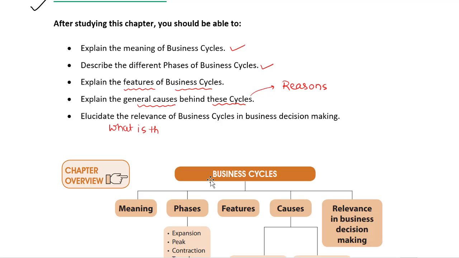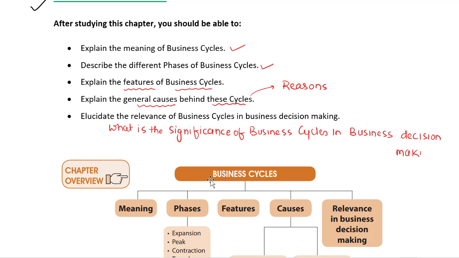What is the significance of business cycles in business decision making? I believe you understood.